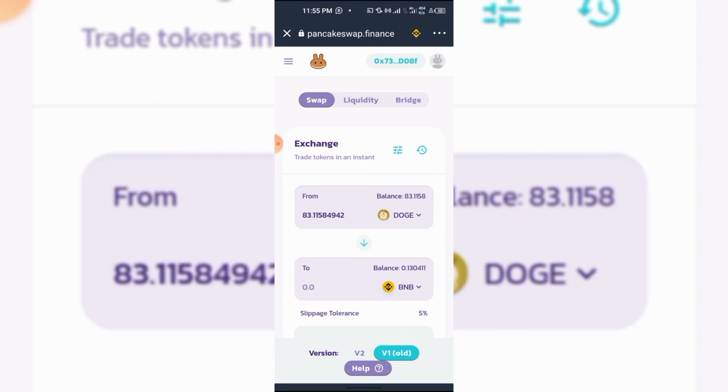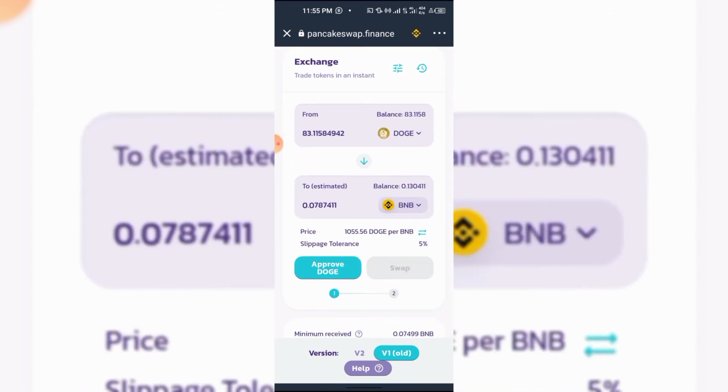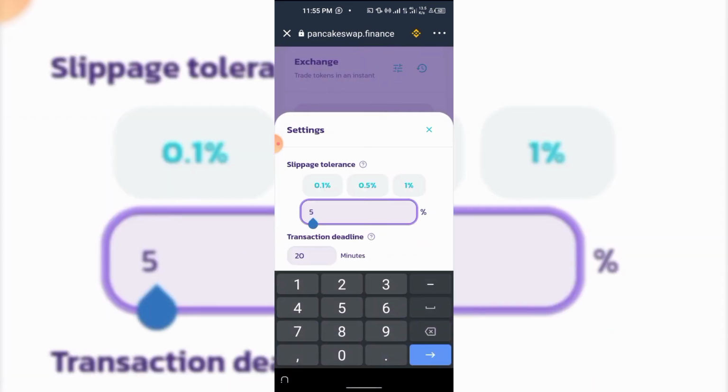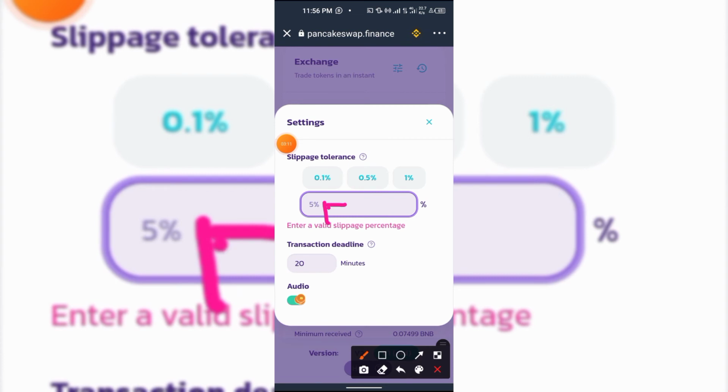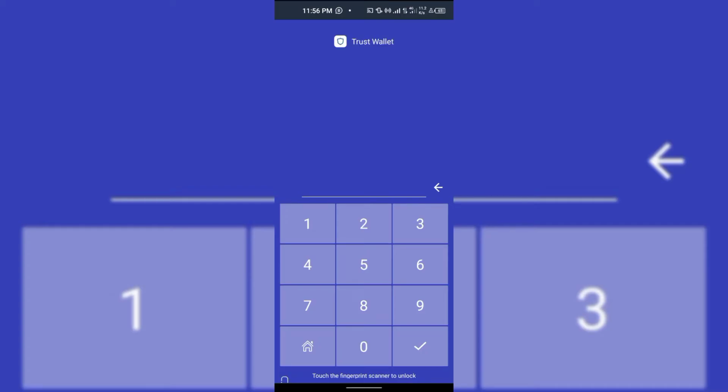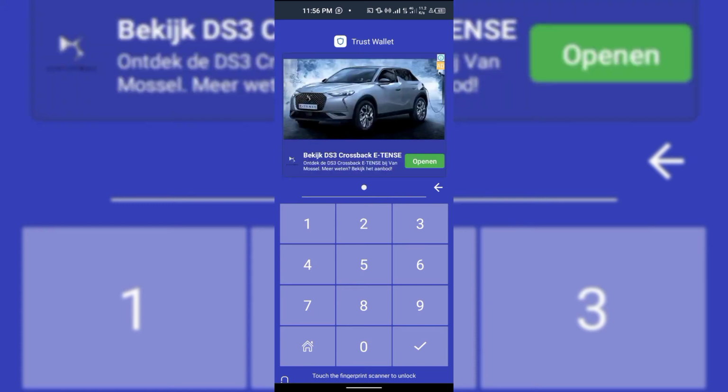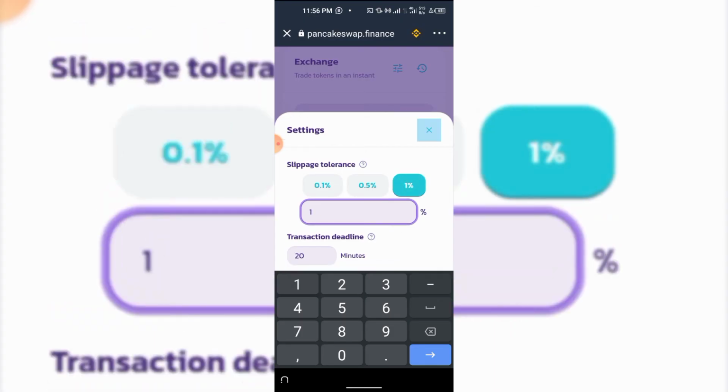Converting Dogecoin to BNB doesn't need much slippage. Coins that are a bit popular already don't have much problem converting, because they are already listed on some other popular exchanges and some other places. So you see there, this is what I did here.